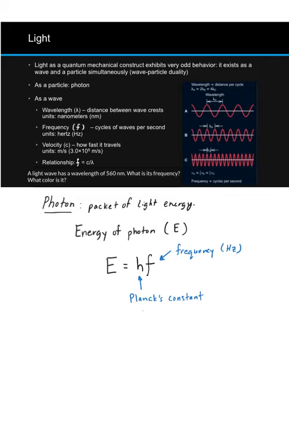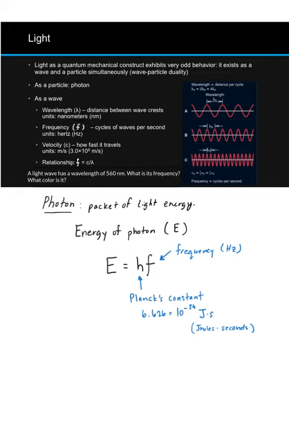Planck's constant has a value of 6.626 times 10 to the negative 34th power, with units of joules for energy times seconds. So this is joules times seconds.